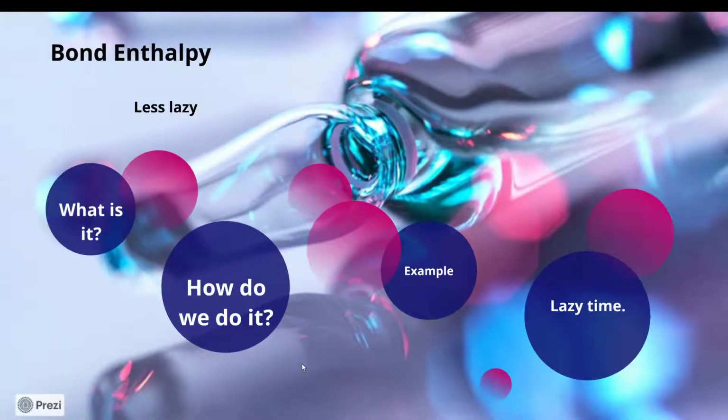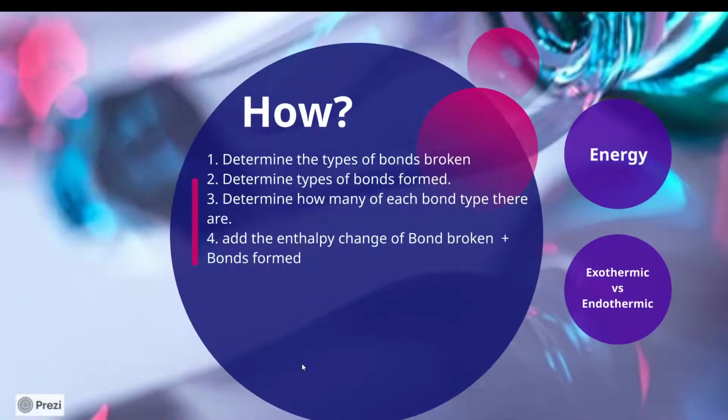Okay, now how do we calculate it? Okay. So we're going to have a total of 4 steps. And I guess we should technically have a total of 5, but the 5th step is always just going to be to do the math. Okay, and what we're going to do is determine the types of bonds broken. We're going to determine the types of bonds formed. We're going to determine how many of each type of bond there are. And then we're going to add the enthalpy change of the bonds broken plus the enthalpy change of the bonds formed. Okay.